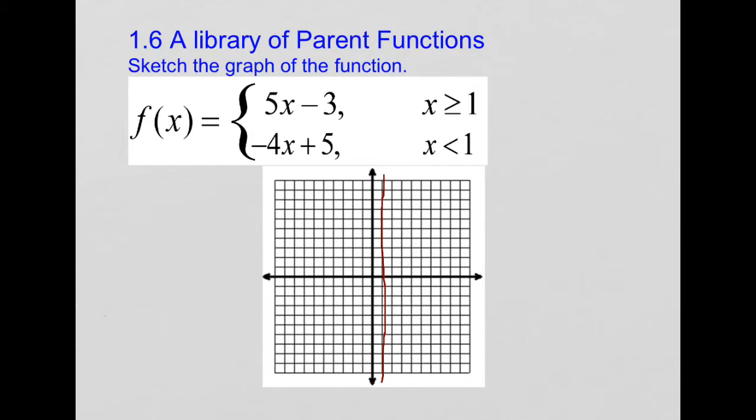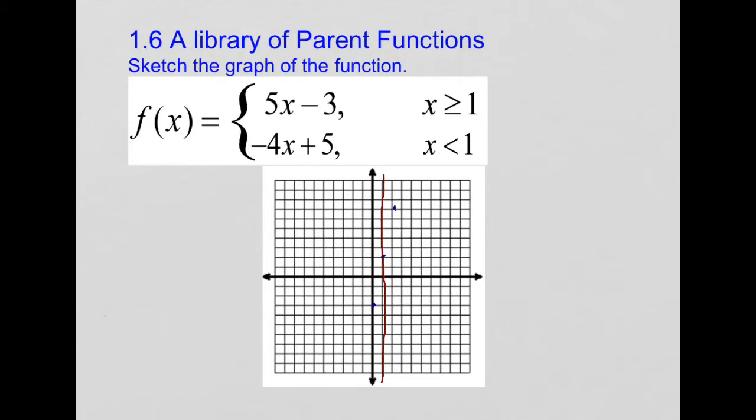f of x equals 5x minus 3. So if I do that, that means I start down here at negative 3. That would be my first point. And then I go up 5, 1, 2, 3, 4, 5, and over 1, which would put my second point on the line that I was looking at. Now I do another point, up 5, 1, 2, 3, 4, 5, over 1, and there's another point.